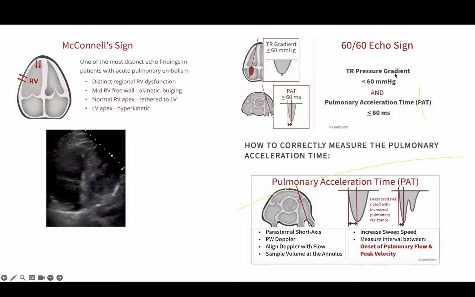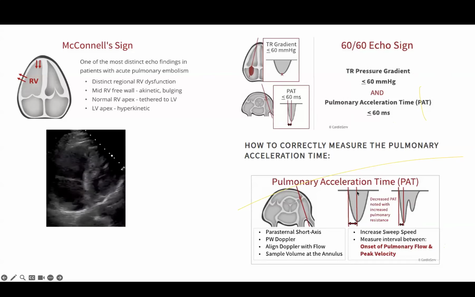All right. Then the 60-60 sign. Here the TR pressure gradient is less than 60 millimeters of mercury, and the pulmonary acceleration time is less than 60 milliseconds. The tricuspid regurgitation pressure gradient can be assessed by keeping the pulse wave Doppler at the level of the tricuspid valve. That will help you identify the gradient.